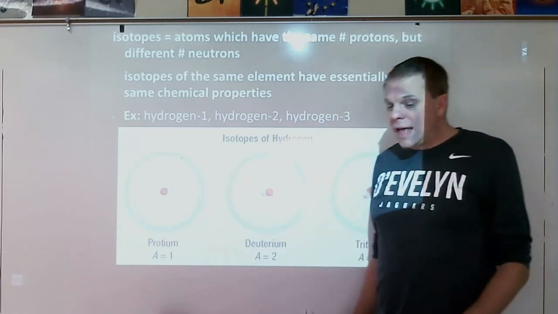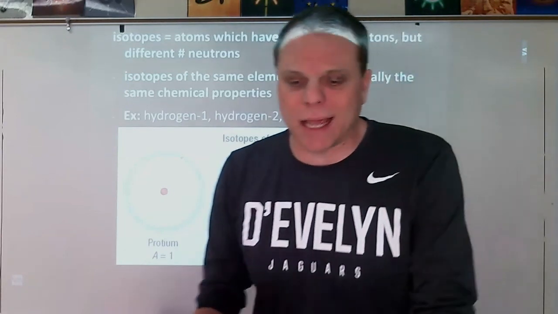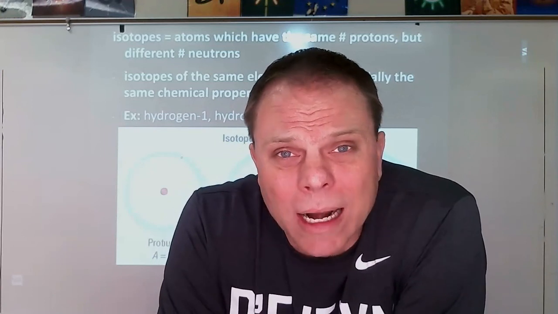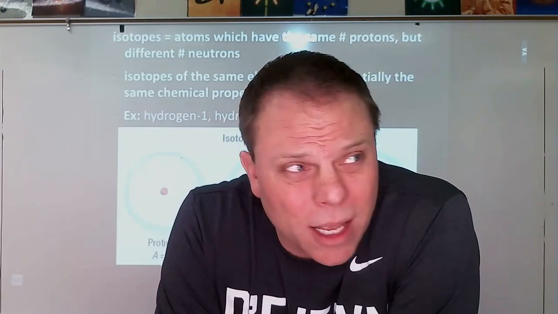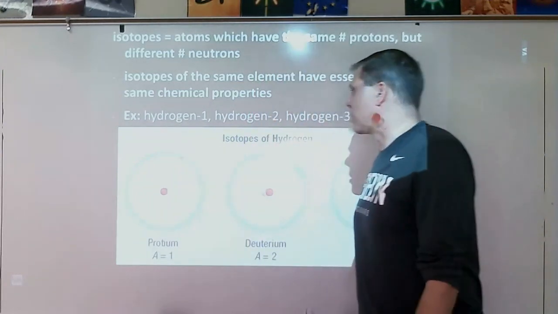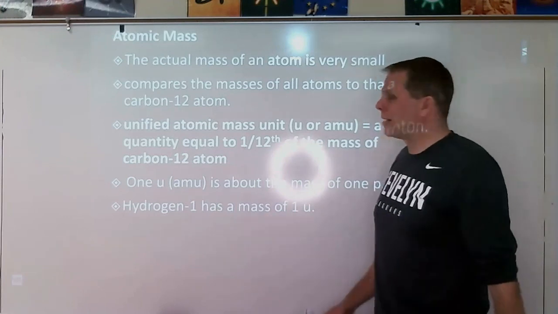And there are a lot of isotopes out there. Some elements have 100 or more different isotopes. Some of those really heavy elements have all sorts of different numbers of neutrons, and so you can have lots and lots of different isotopes. I think there are some that have over 100. I could be wrong on that.